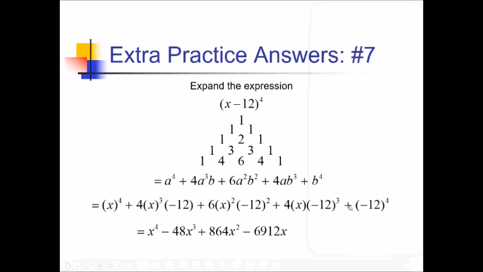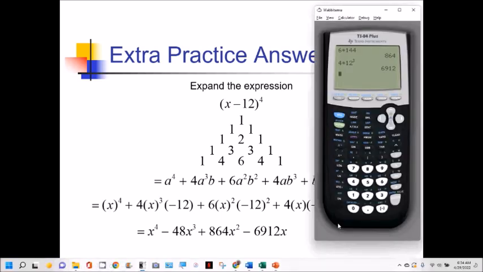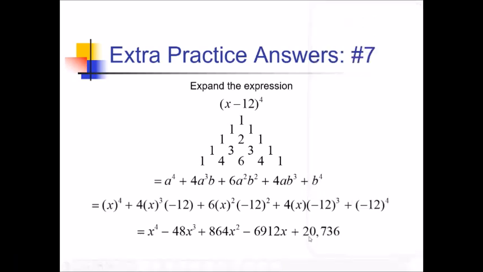And then finally, next one's going to be positive. Even power gives me a positive, but I still don't know what 12 to the fourth is. So let me do that to the fourth power on the calculator. 20,736. I will take their word for it. So there is our fully expanded binomial.